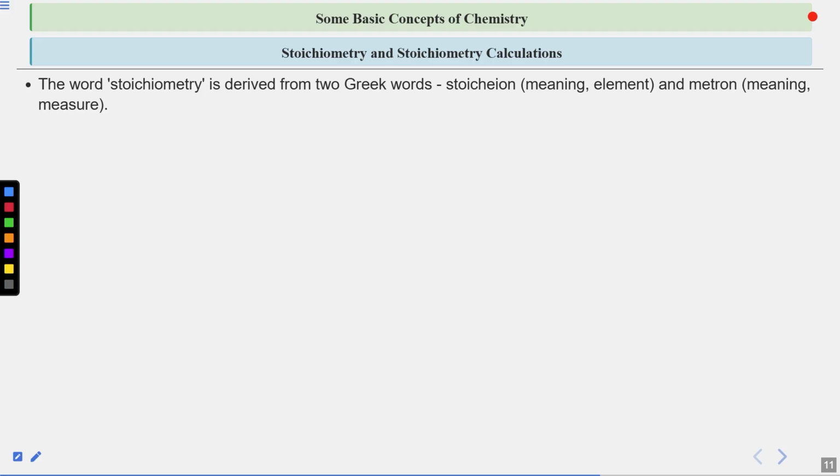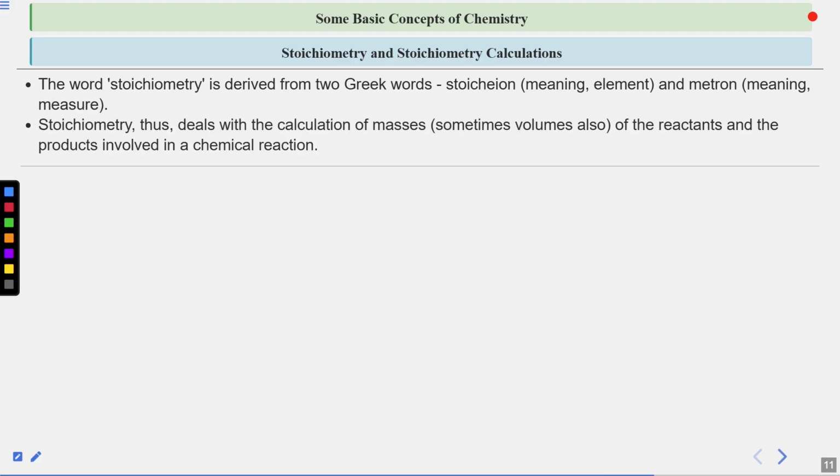Now moving on to stoichiometry and stoichiometric calculation. So stoichiometry is basically used for the calculation of masses of reactants and the products that are involved in a chemical reaction. Yes, it's very important to find the empirical formula because you are multiplying the empirical formula with the n factor to get your final molecular formula. It's very important.